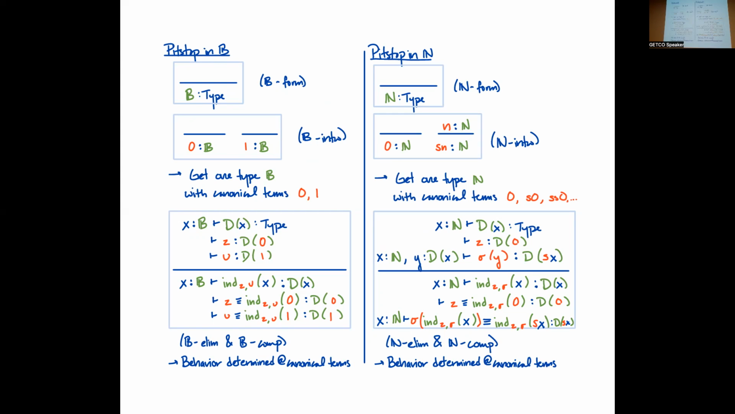So we have the first 2 rules, just like the identity type. Without any hypotheses, we just have a type of Booleans. And without any hypotheses, we have 2 terms, 0 and 1. So we get 1 type B with 2 canonical terms, 0 and 1. And now I want to explain these 2 rules that govern the behavior of the Booleans. And I'm going to use this to bootstrap into an understanding of how the identity type behaves.